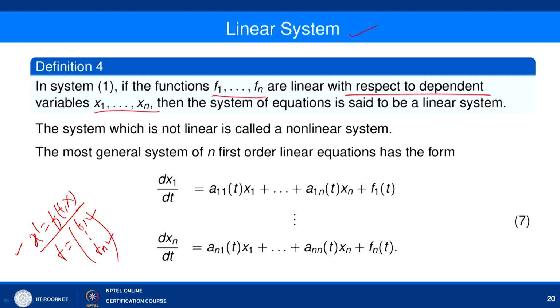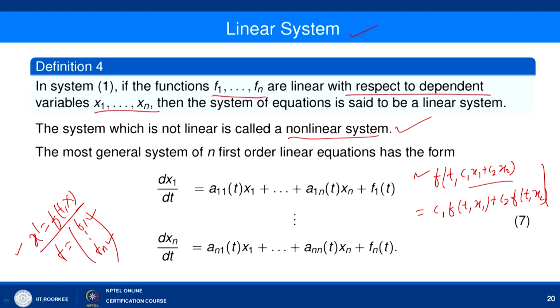What do we mean by f being linear in terms of x? Please recall the condition that f of t comma c 1 x 1 plus c 2 x 2 can be written as c 1 f t comma x 1 plus c 2 f t comma x 2. If f satisfies this condition, then we say that f is a linear function corresponding to the dependent variable x. So, if f satisfies this condition, we call the system of equations a linear system, and a system which is not linear we call a non-linear system.